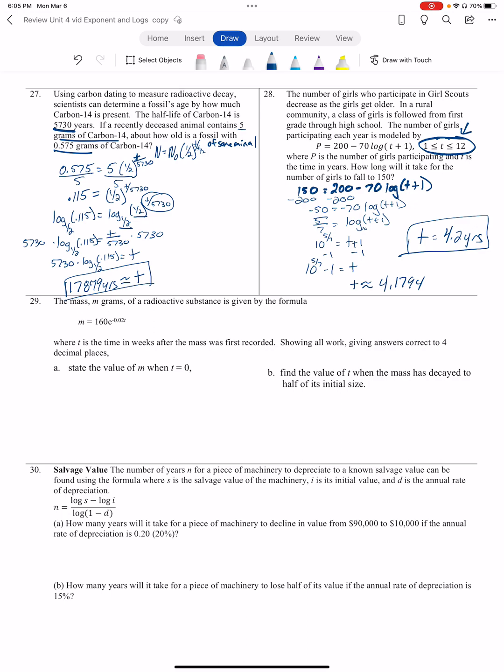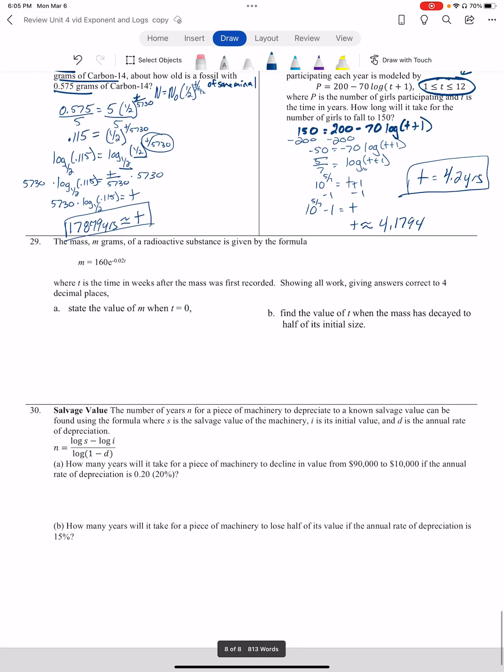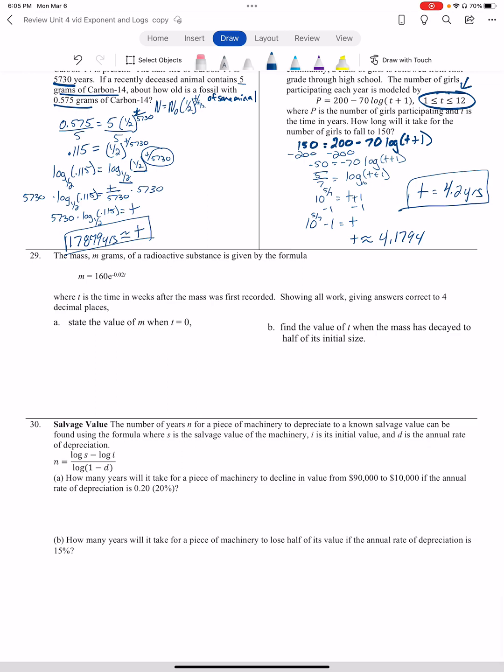This one's a little interesting. Not too much work. So first off, it asks for the initial value. So we have m is equal to 160 e to the negative 0.02 times 0. M is equal to 160 e to the 0 power, which is 1. M is equal to 160 times 1. So m is equal to 160.